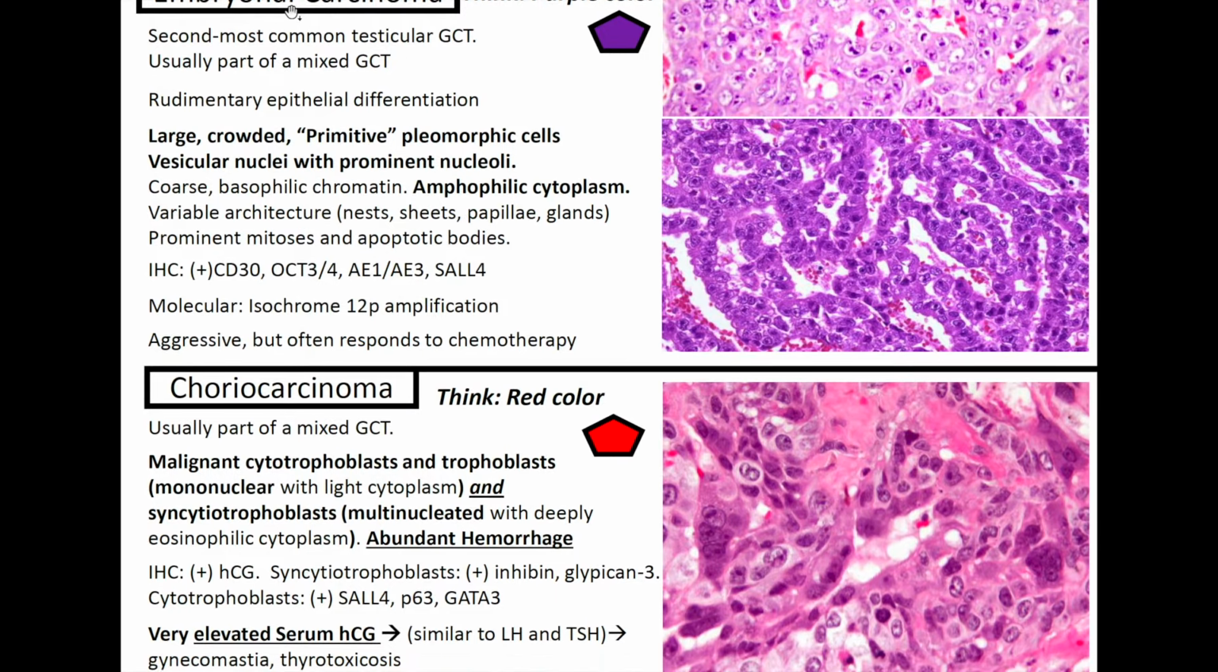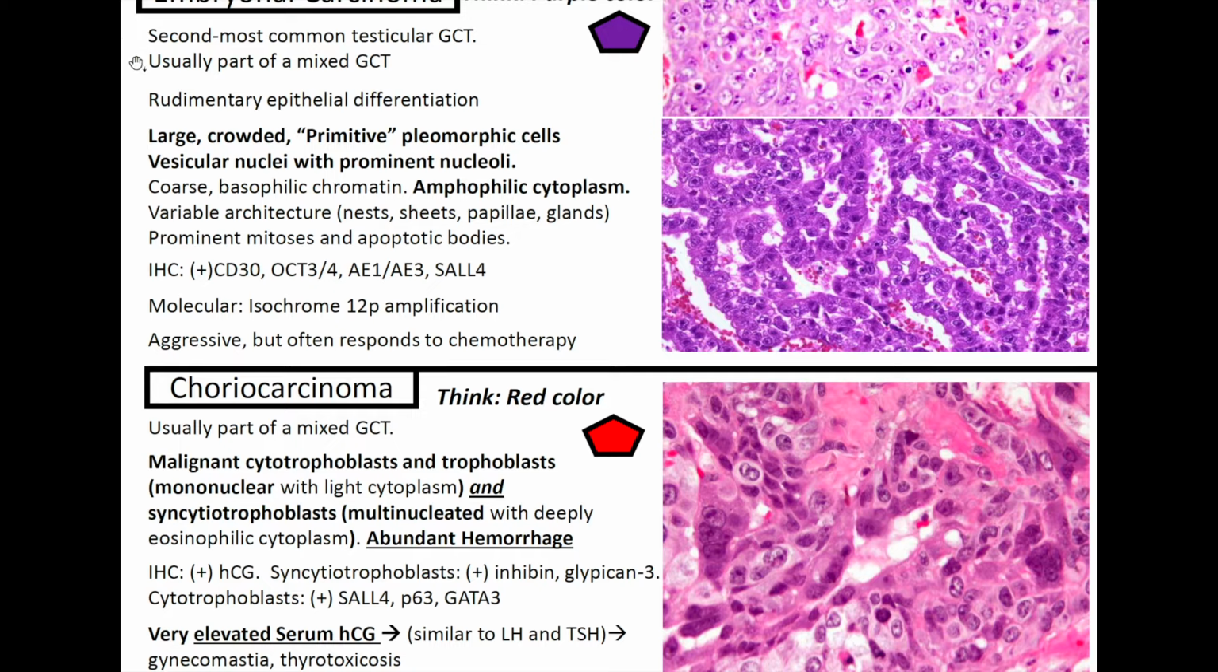Next up, we've got embryonal carcinoma. So for embryonal carcinoma, you want to think purple color. We've got this purple shape here, and then if we look at our images, just at low power first glance, it definitely looks very purple to me, just kind of a gestalt. So embryonal carcinoma are the second most common testicular germ cell tumor. They're usually part of a mixed germ cell tumor with rudimentary epithelial differentiation.